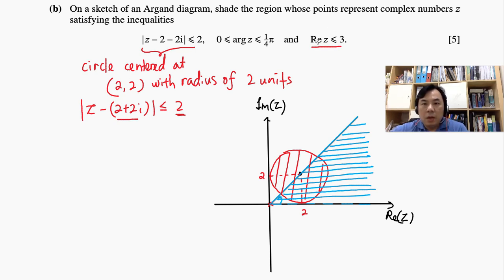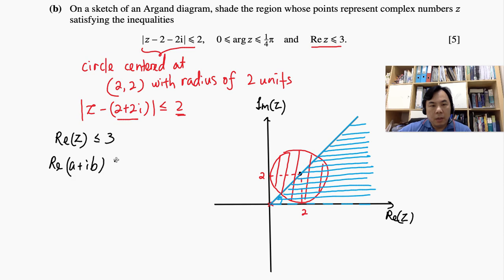Now the last one, the real part of z is less than or equal to 3. The real part of z, meaning that you can see the real part. This is the real part here. Now I'm going to show you a bit of the algebraic equations. The real part of a plus ib is less than or equal to 3. So a is less than or equal to 3 because a is the real part, which means the x component must be less than or equal to 3 here.